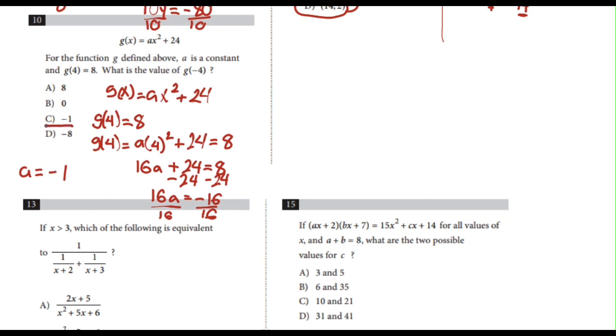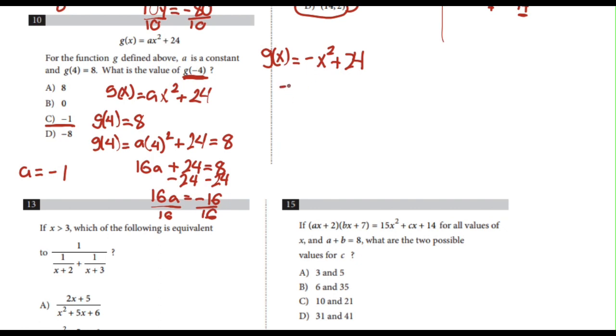Notice negative 1 is one of the answer choices, but the question is not asking for what a is. The question is asking for g of negative 4. So now that we know that a is negative 1, we can rewrite the equation as g of x equals negative x squared plus 24.